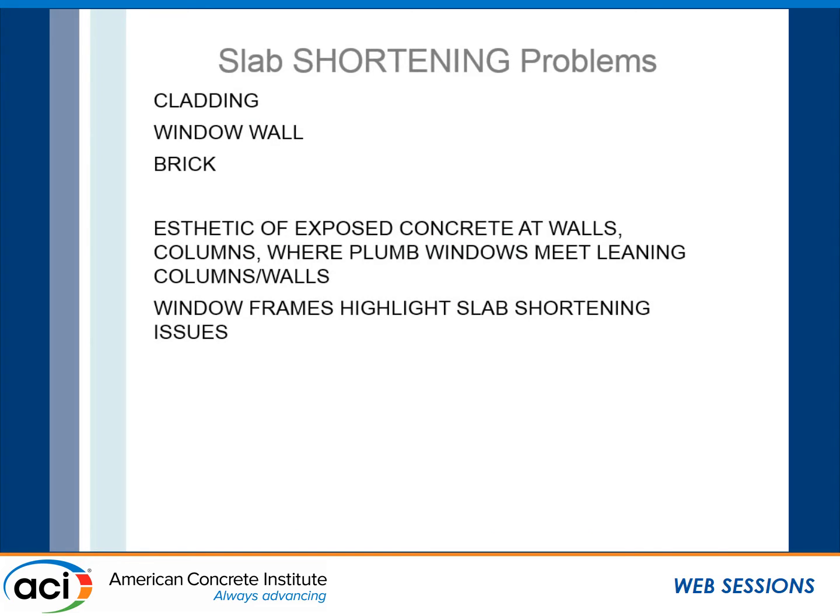Another issue that we're constantly challenged with is slab shortening problems, such as with cladding, window wall, and brick. There are issues of aesthetics of exposed concrete at the walls and columns, where plumb windows meet leaning columns and walls, and window frames highlight slab shortening issues.